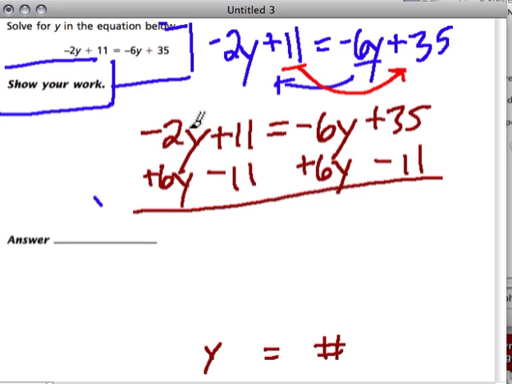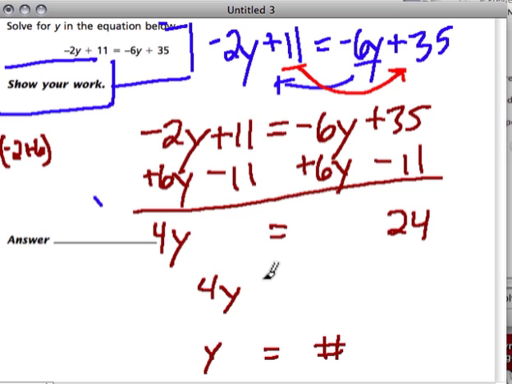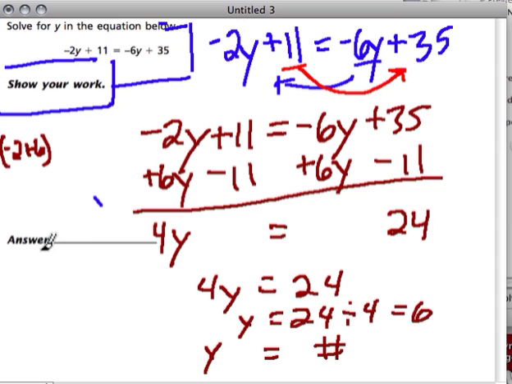So negative 2y plus 6y, I'm going to think, what is negative 2 plus 6? That is 4. And then, well, we're talking about groups of y, so that's 4y. 11 minus 11 is 0. Negative 6y plus 6y is 0. 35 minus 11 is 24. So now we know 4y is 24. This means that 4 times y is 24, and 24 divided by 4 would give us y, and that's 6. And you could write your answer down here.